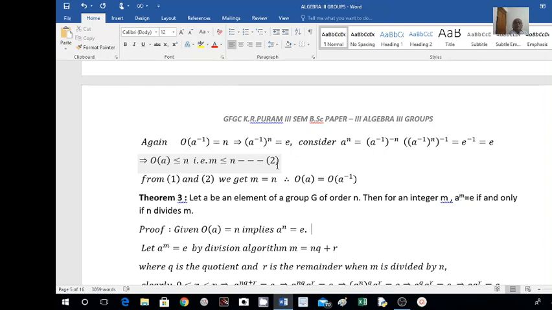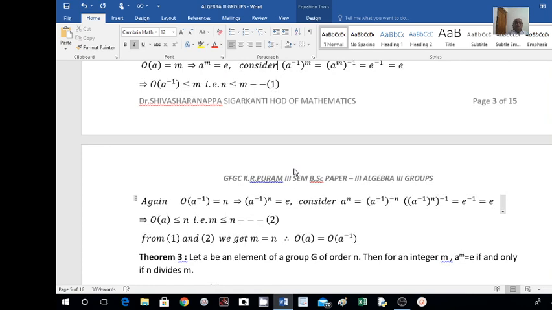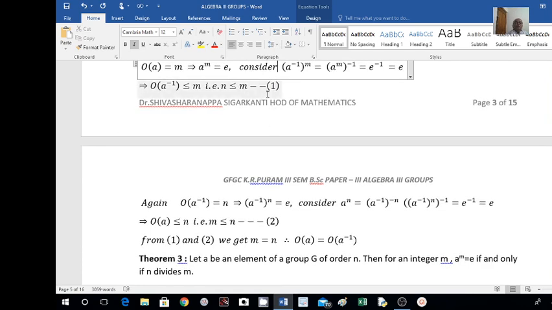So I will take this as say 2. What is our 1? N is less than or equal to M, this is our 1, and M less than or equal to N is my 2. From 1 and 2 we can write M is equal to N. M is nothing but order of A, N is nothing but order of A inverse. So therefore we can say that order of any element is equal to order of its inverse.